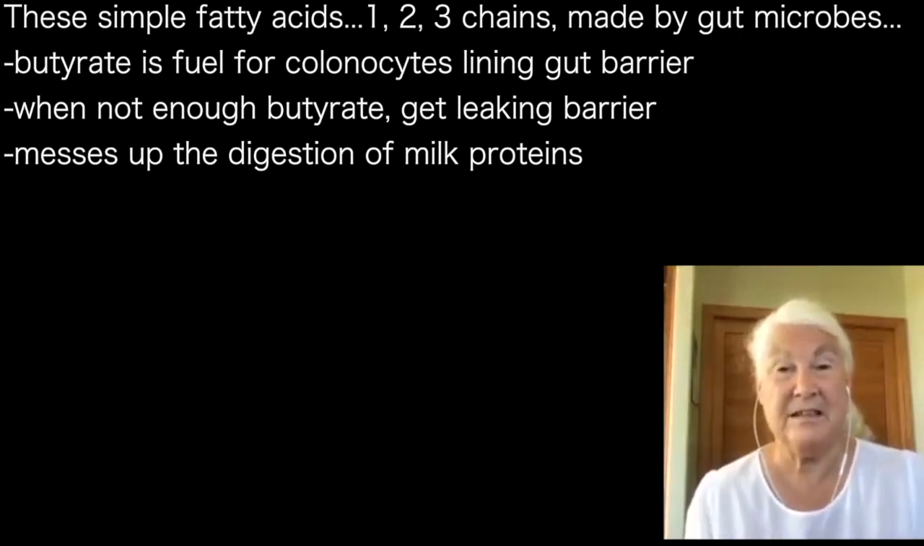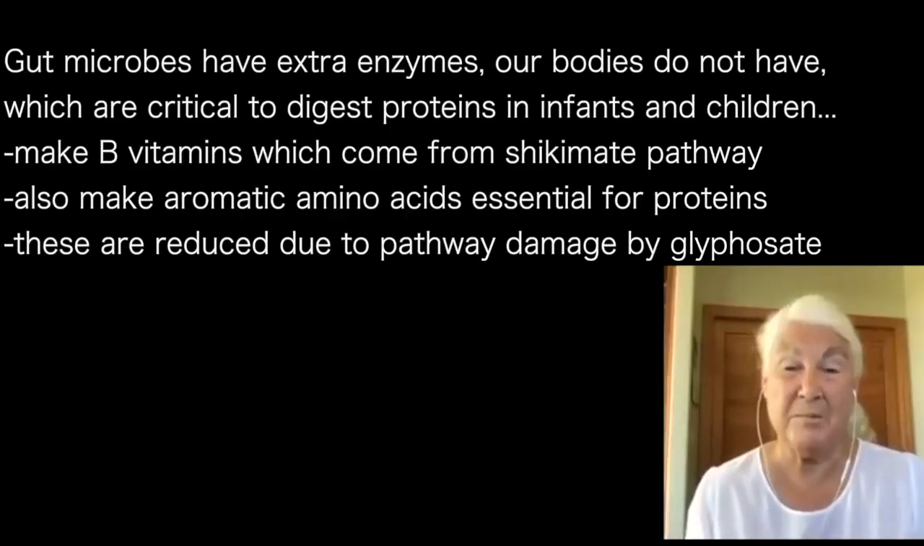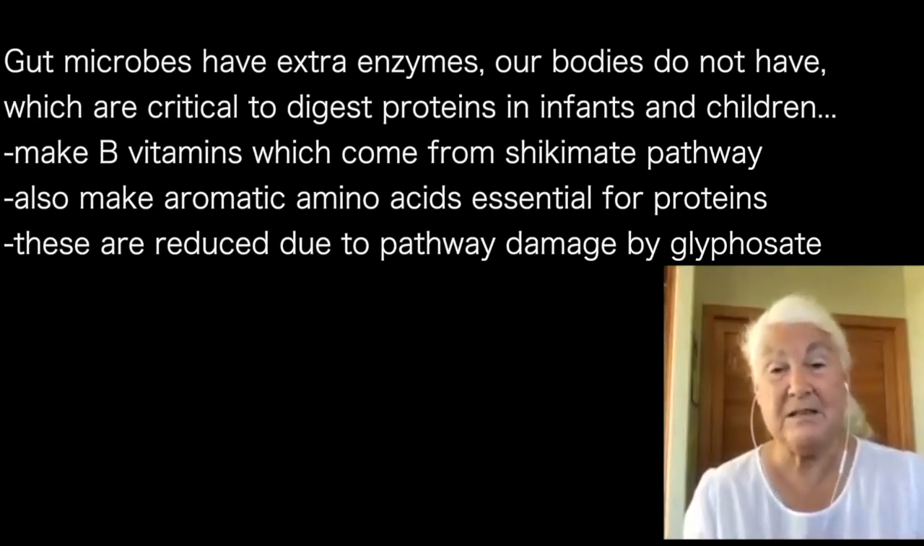The lactobacillus and the bifidobacteria help the host to digest milk. So when the infant is nursing, it gets these complicated milk proteins. These bacteria have specialized enzymes that we don't have. There's so much that the gut microbes have in the way of extra enzymes that are not in the human host. They make all these B vitamins as well, and these come out of that shikimate pathway. And the products of the shikimate pathway itself are the aromatic amino acids, which are essential for the proteins. Those are 3 of those coding amino acids. So those get reduced because the pathway the microbes used to make them is getting wrecked by glyphosate. That's that shikimate pathway.